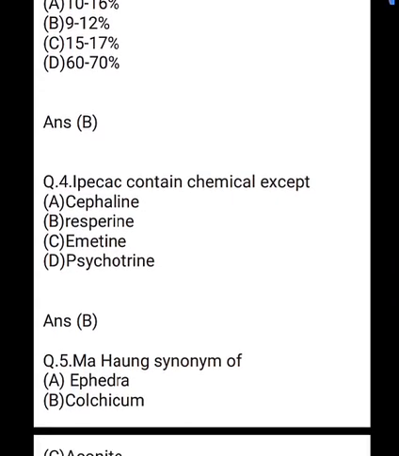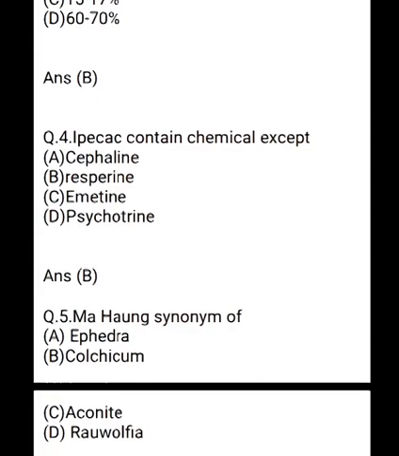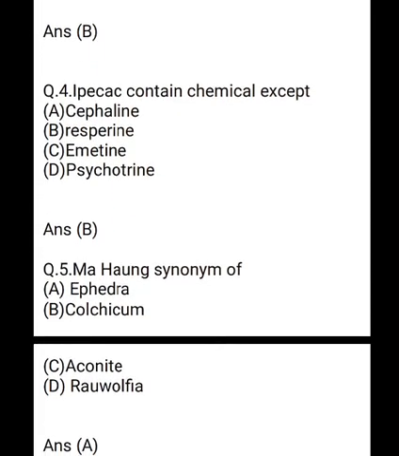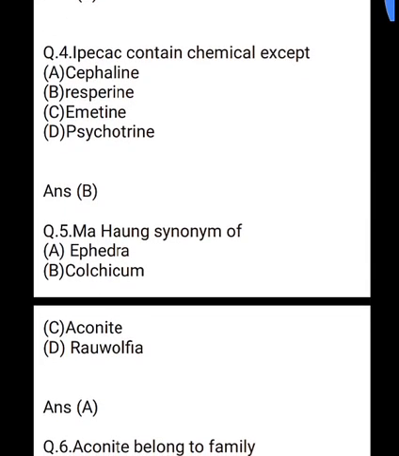Ma Huang is a synonym of, option A, Ephedra; option B, Colchicum; option C, Aconite; option D, Rauwolfia. The correct option is option A, Ephedra. Colchicum is a synonym of naked boys, meadow saffron.